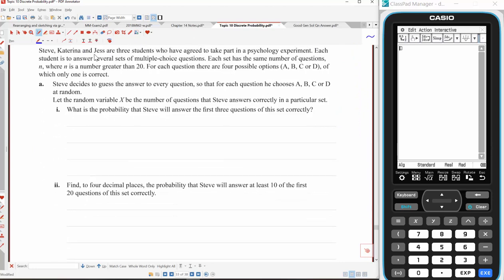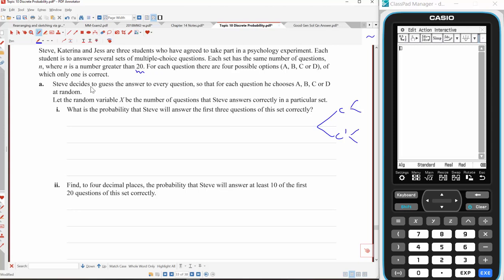All right, Steve, Katerina, and Jess are 3 students who have agreed to take part in a psych experiment. Each student is to answer several sets of multiple choice questions. Each set has the same number of questions, n, where n is a number greater than 20. For each question, there are 4 possible options, A, B, C, or D, of which one is correct. All right, so again, this is reeking of binomial because you've got correct or not correct. And we're going to do this greater than 20 times.